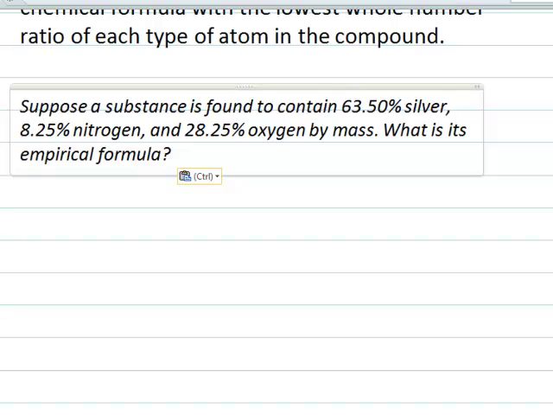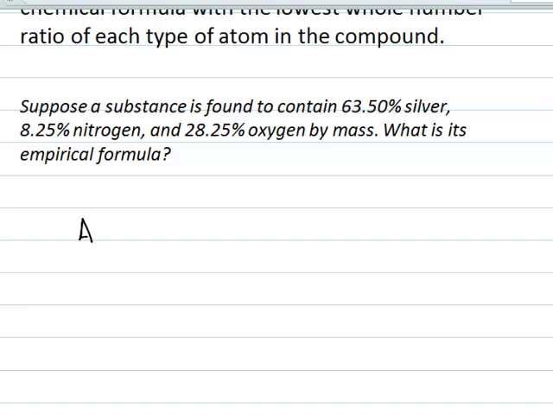All right, we're going to start by listing these elements across the top here. So we'll write silver, nitrogen, and oxygen. And then what we're going to do is assume that we have a 100-gram sample. We do that because we're dealing with percentages here. So then each of these percentages becomes a gram amount of silver. And that's what we really need. We need some kind of a quantity in grams.